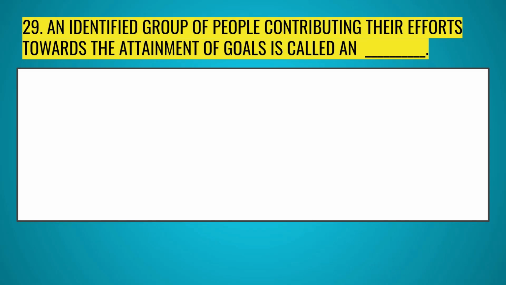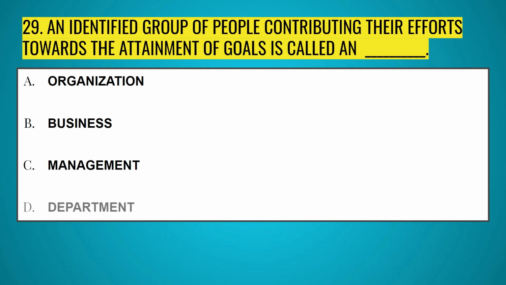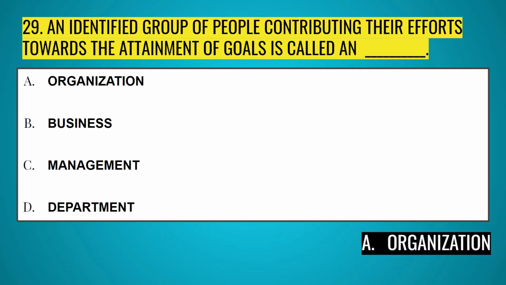29. An identified group of people contributing their efforts towards the attainment of goals is called an dash. Answer A. Organization. B. Business. C. Management. D. Department. The answer is option A. Organization.